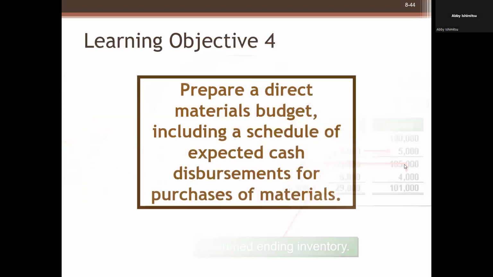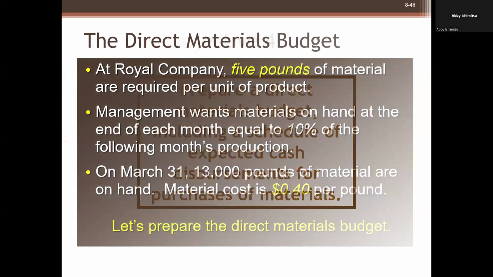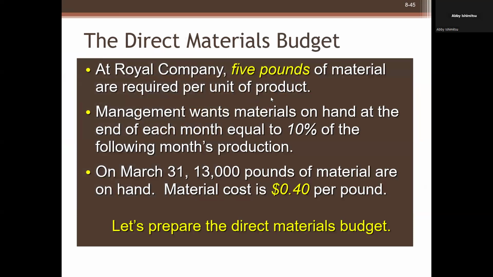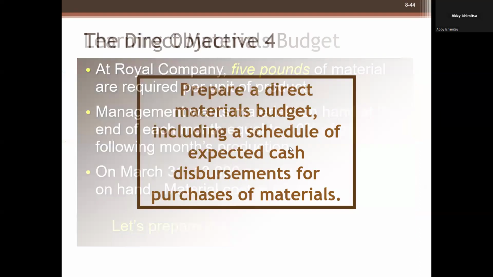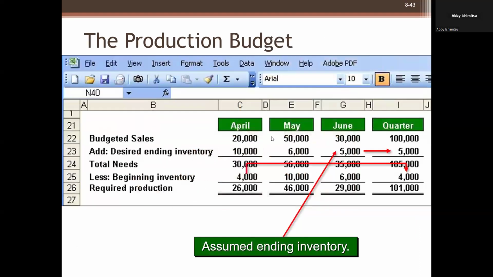Now, direct materials budget, pretty straightforward. For every cheesecake, we need 5 pounds of material. And then the same deal. I want ending inventory to be 10% of the following month's production. So let's go back to this production. Required production, 26, 46, 29, 101. That's going to inform the direct materials budget. So those numbers come down to this next schedule.